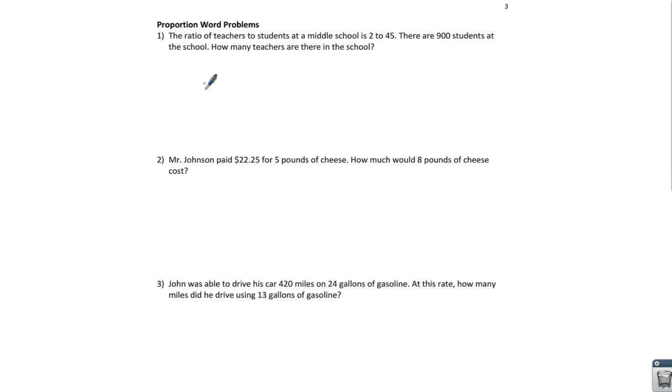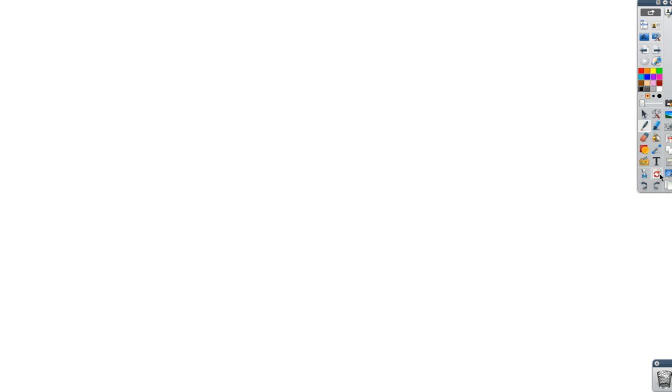So the first thing, whenever you're solving proportion word problems, you're always going to have two fractions. We're going to have two things equal to two things. We're going to find our units first. So it says the ratio of teachers to students. So those are our two labels. So we have teachers, we have students. I'm going to rewrite this because I don't like how this looks right now.